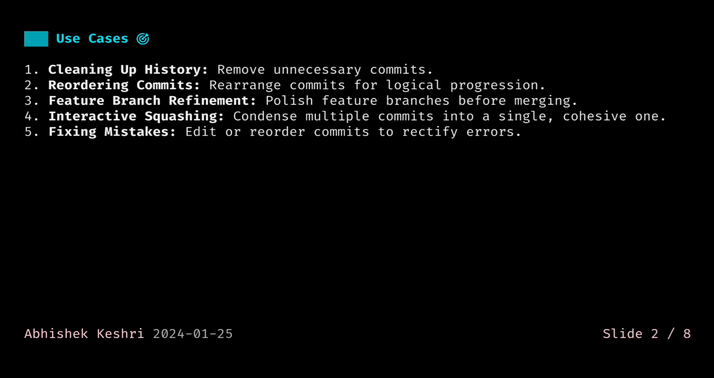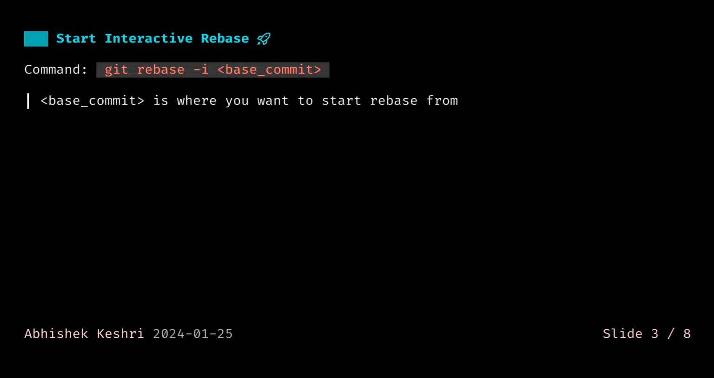You can use it for cleaning up your commit history. If there are any unnecessary commits, you can use Rebase to drop them. You can use it for rearranging your commits, reordering them in a logical way. You can use it for merging multiple commits into one, which is called squashing. You can use it to edit some files that you have already committed, and you can do general refinements on it as well. How do you start an interactive rebase?